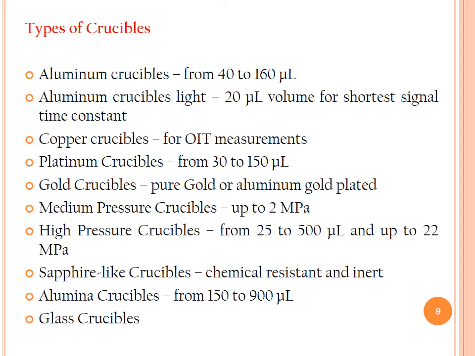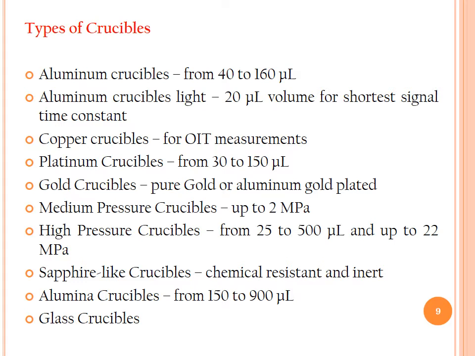Here we'll discuss the various types of material from which crucibles can be made. For example, aluminium crucibles have a volume range from 40 to 160 microliter for sample holding. Aluminium crucibles light, for example, 20 microliter volume, for a shorter signal time constant.